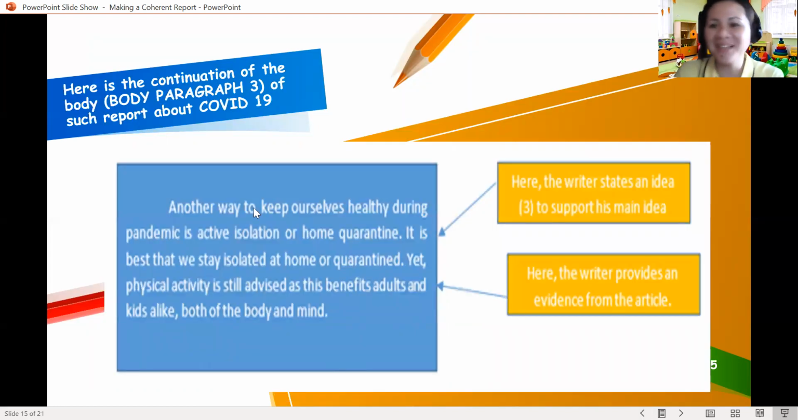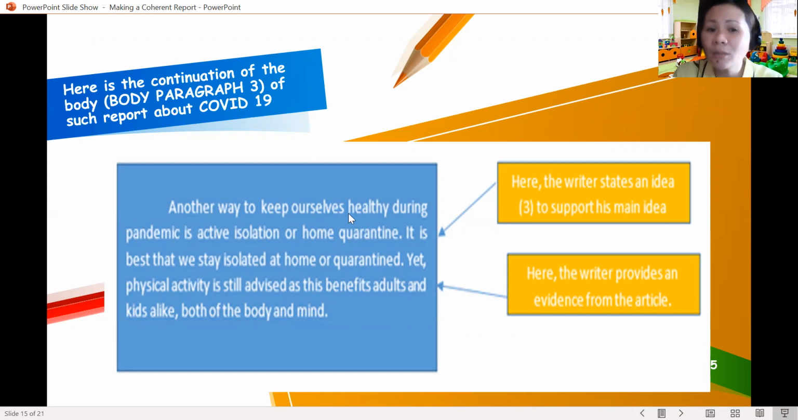Okay, so we have now the paragraph 3. This is still about the body paragraph. All right. So here the writer states an idea that supports the main idea. And here the writer provides evidence from the article. So another way to keep ourselves healthy, this is again another paragraph. So we are having now the third paragraph. Still, we are providing evidences to our main topic.